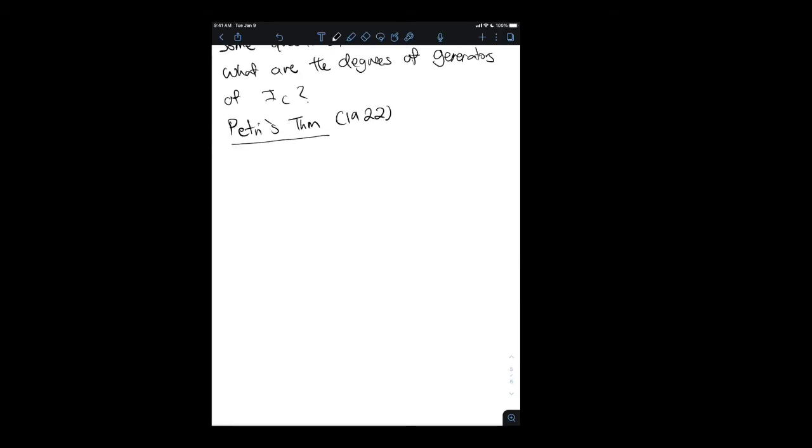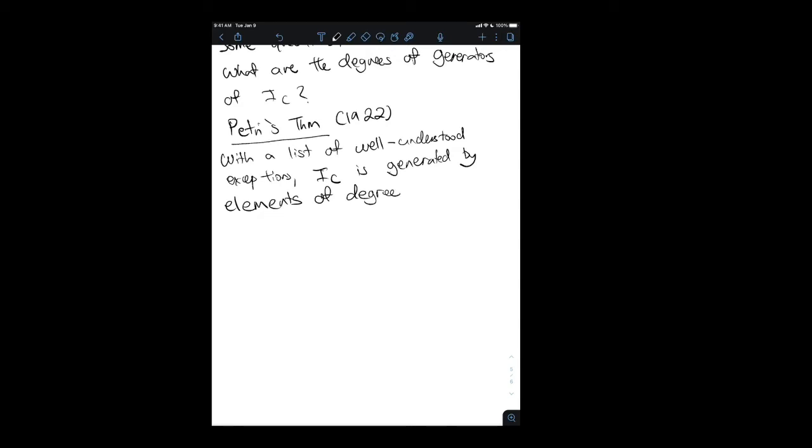So let me not focus on the exceptions, but say with a finite list of well-understood exceptions, if we exclude the exceptions that we understand, then this module is generated by elements of degree 2. So in other words, it's generated by quadrics Q in P^(g-1) vanishing on the curve.